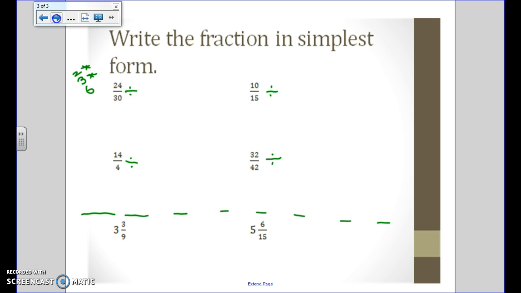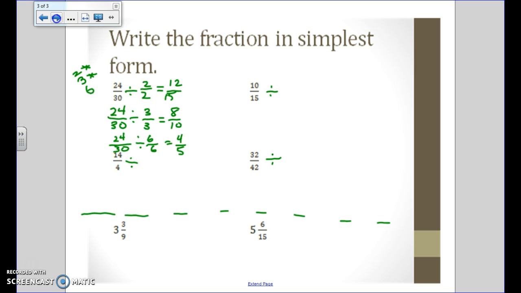No matter how I do it, I can still get to the solution as long as I continue to divide until there's nothing left in common for factors. So I'm going to do this problem 3 different ways here. First, I'm going to divide the top and bottom by 2. If I divide 24 by 2, I get 12, and if I divide 30 by 2, I get 15. I'm going to try it with 3. If I divide the top and bottom by 3, I could have 8 over 10. Or if I divide the top and bottom by 6, I can get 4 over 5.